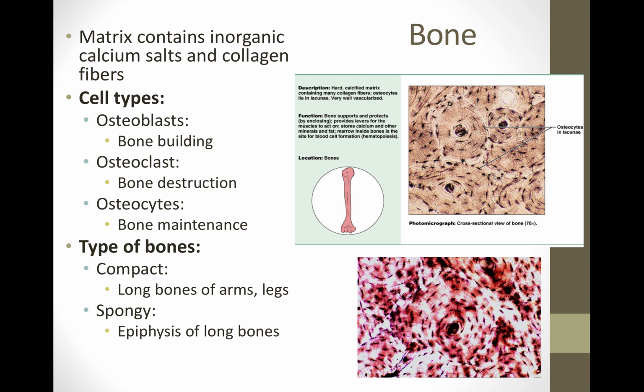Last type of supportive connective tissue we have is known as bone. So bone has a significant amount of inorganic matrix made up of calcium and phosphates, giving the name calcium salts. It also contains a significant amount of collagen fibers as an organic component.